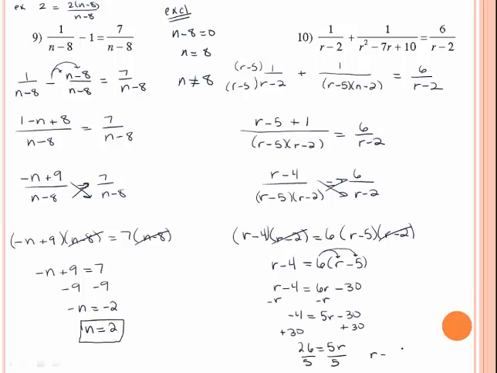Now I need to double check myself and make sure that this is a valid answer, and I look at my denominators. I have an r minus 5 and an r minus 2. This tells me that r cannot equal positive 5 or positive 2. Since I have 26/5, I'm okay.